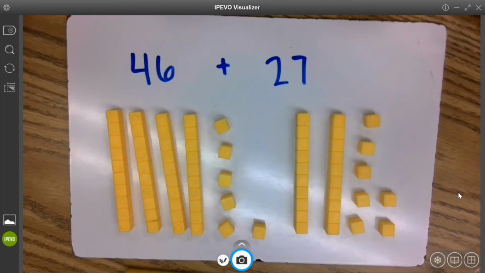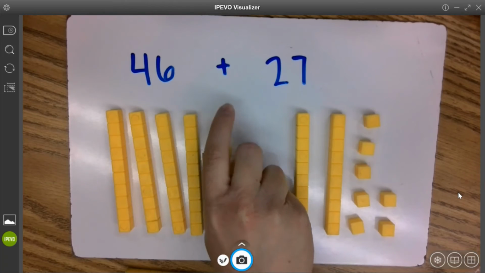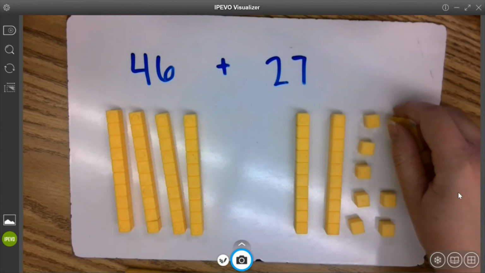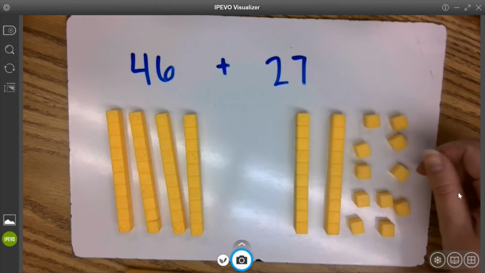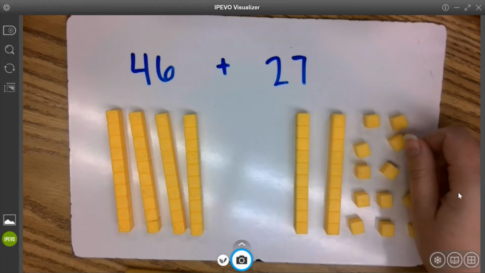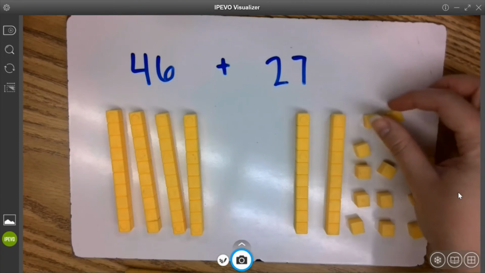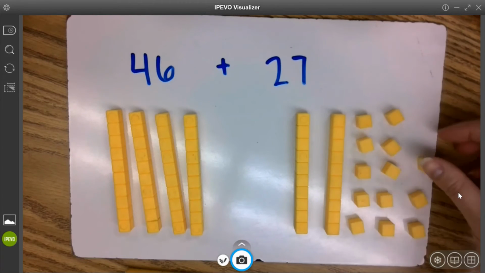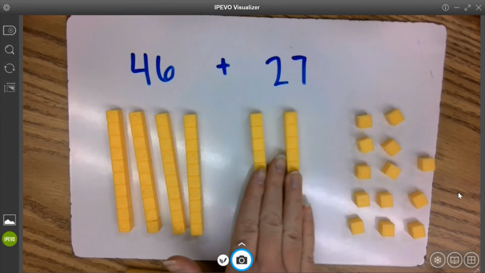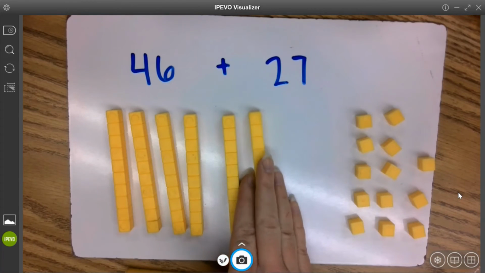Okay. What do we need to do first? Put the same things together. Right, so we're going to take our ones and put them with my other ones. And then I'm going to keep my 10s together as well.